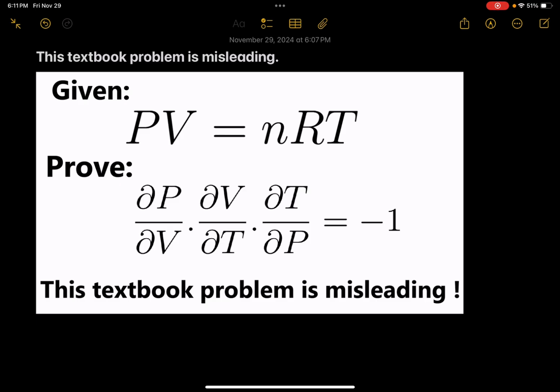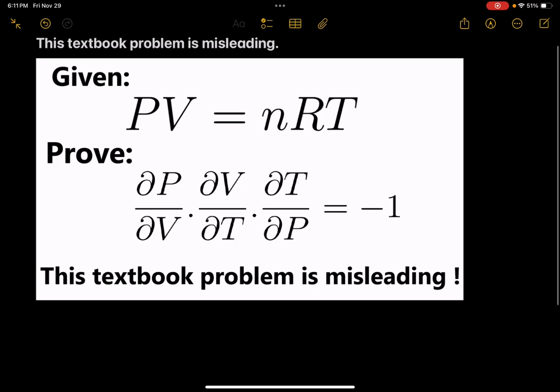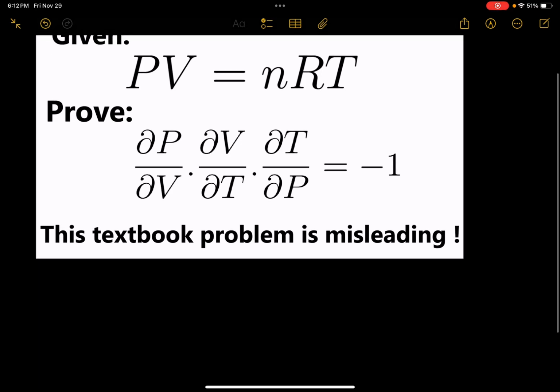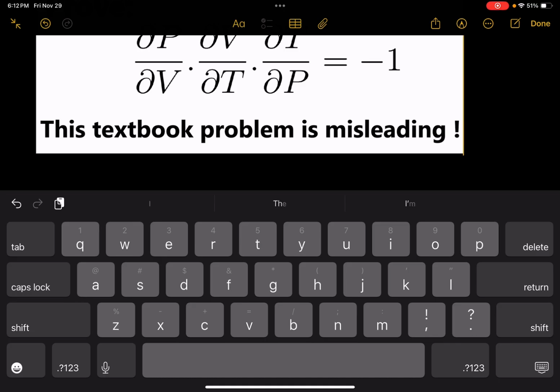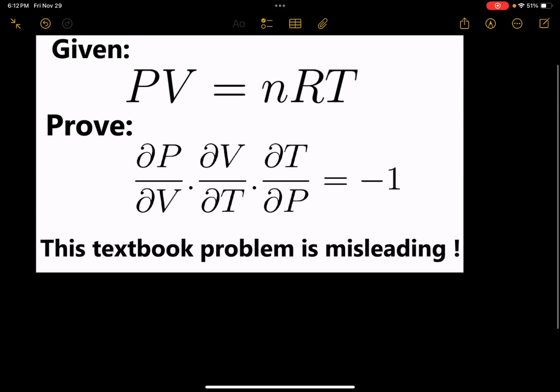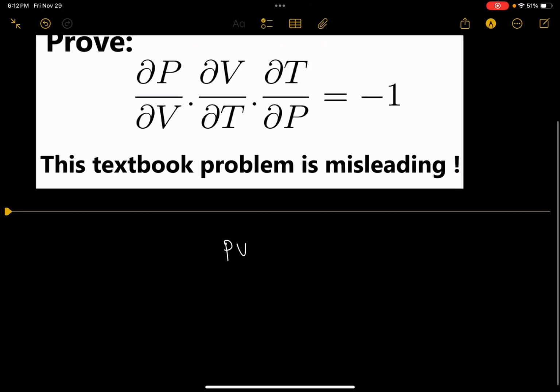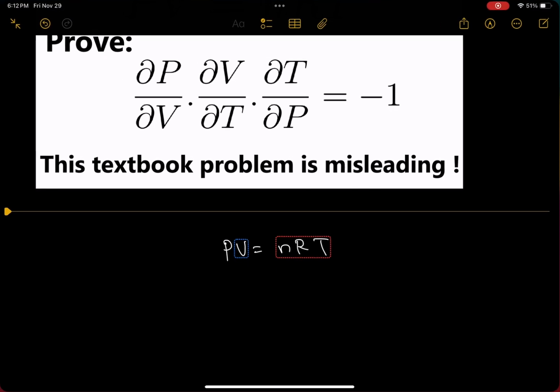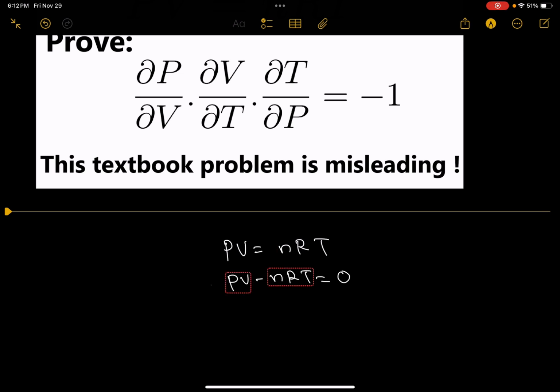But you know what, guys, this relation is so general that any function with three variables will satisfy this one. Let me show you. Over here we have PV = nRT, right? PV = nRT. And I can write this as PV minus nRT equals 0, so that this is basically a function of P, V, and T.